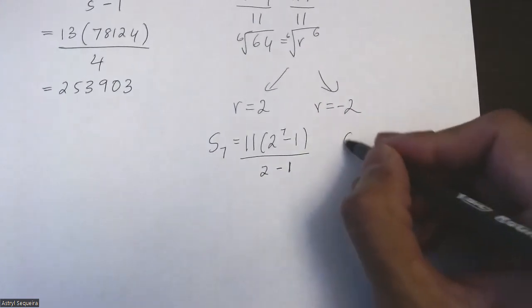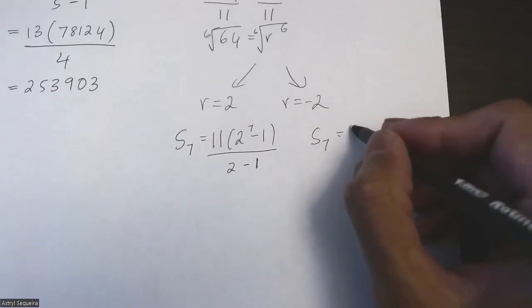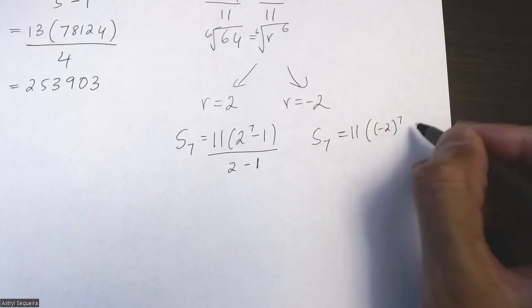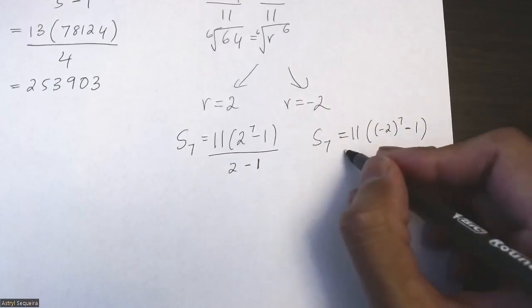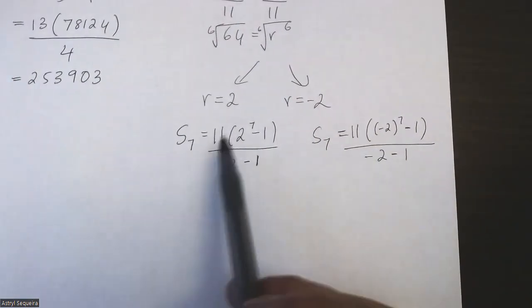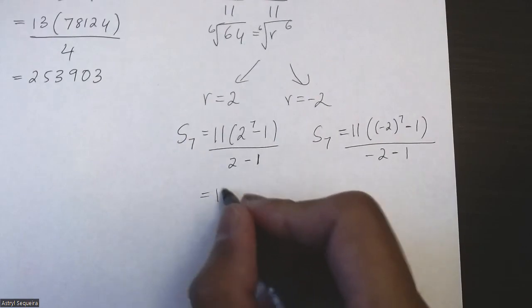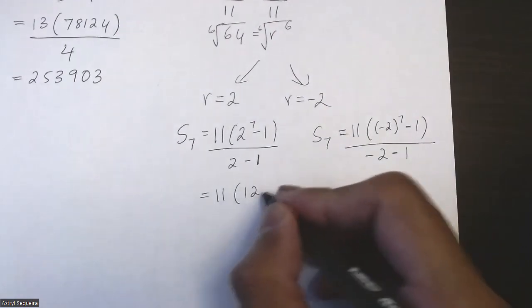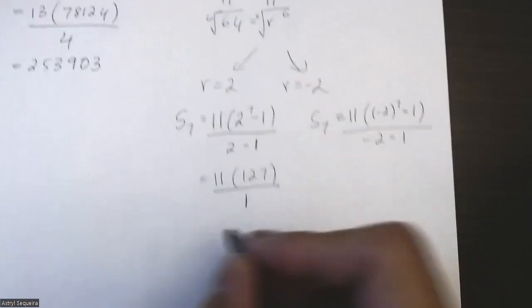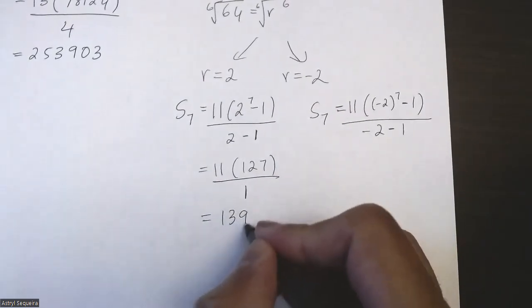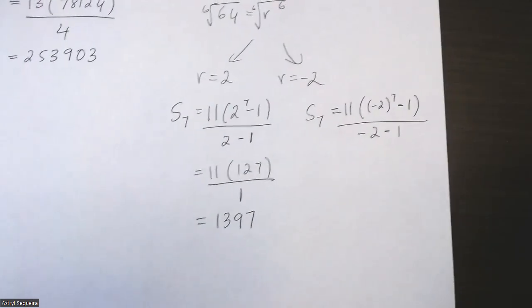And then the second possibility is we have 11 times (-2 to the power of 7 minus 1) divided by (-2 minus 1). It's just the r value that's different in these equations. Let's calculate this. 2 to the power of 7 minus 1 is just 127, divided by 1. And if I do this calculation here, I'll get 1397 as my first possible answer.